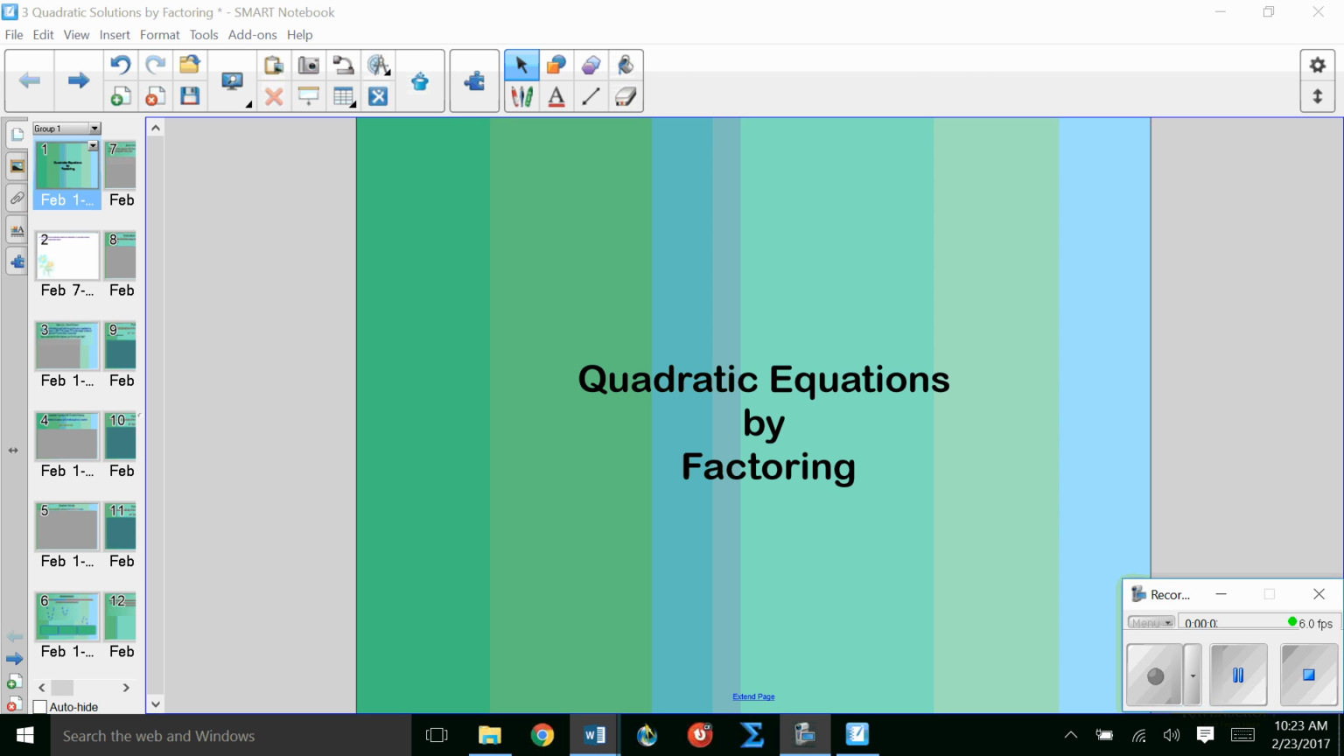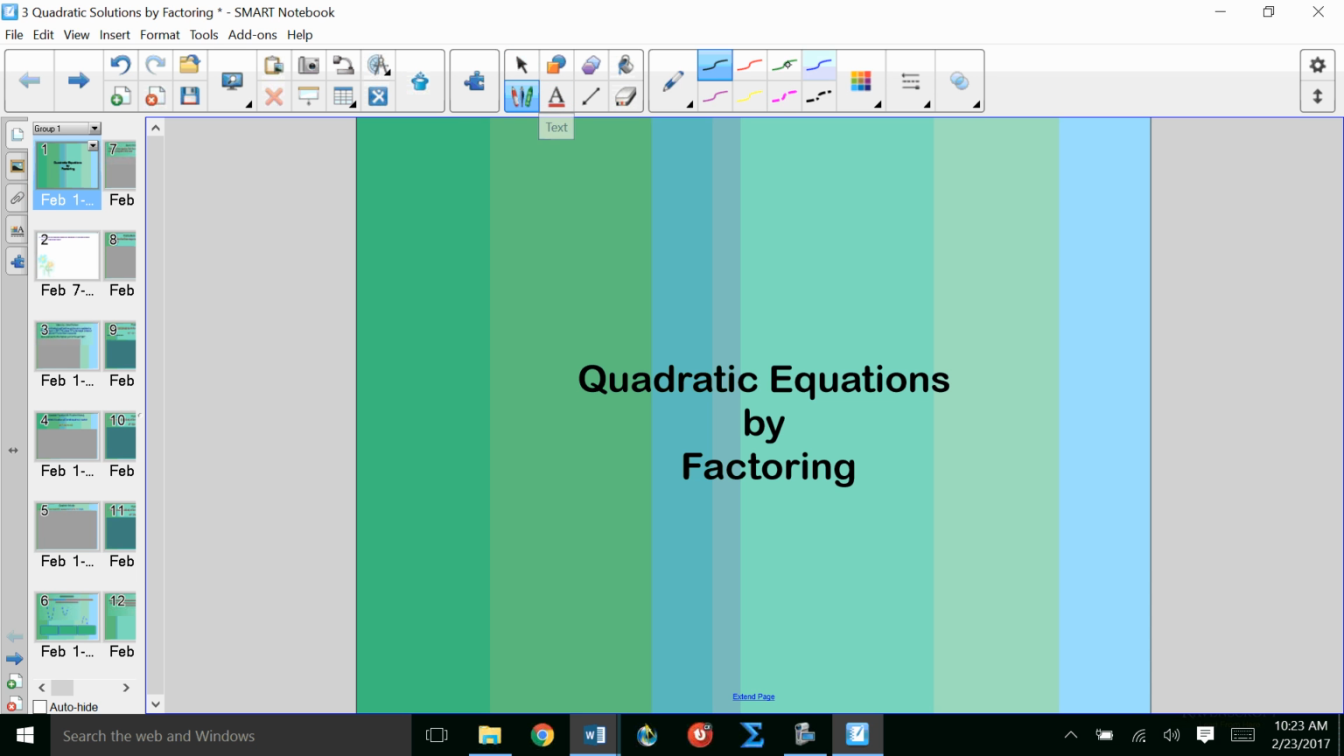In this lesson, we're going to learn how to solve quadratic equations using the factoring methods that we learned last unit. But also, we're going to use this method to help us graph quadratic equations in a more quick, at times, way than the table method that we learned at the beginning of the unit. So today we are solving quadratic equations by factoring.